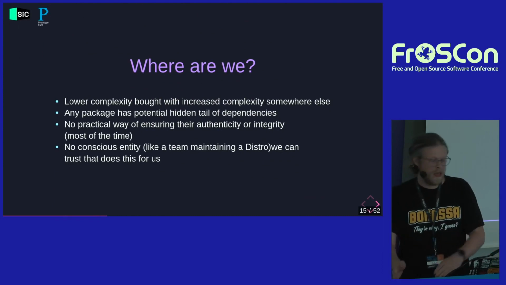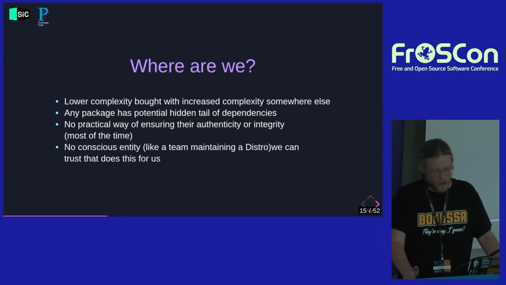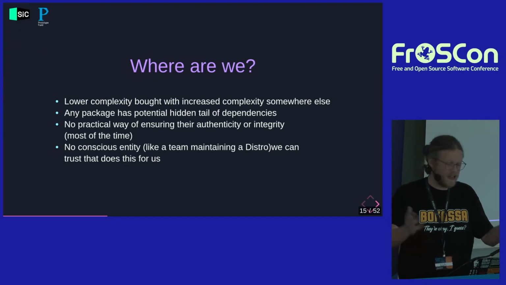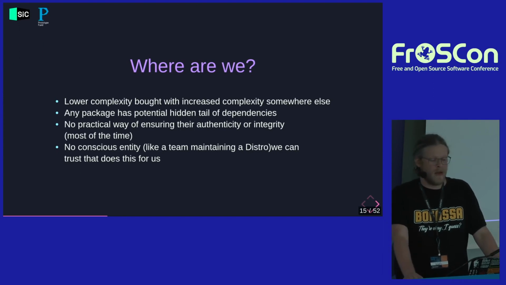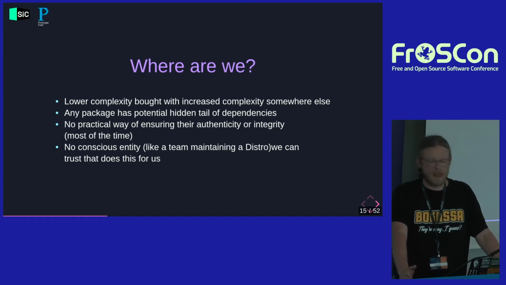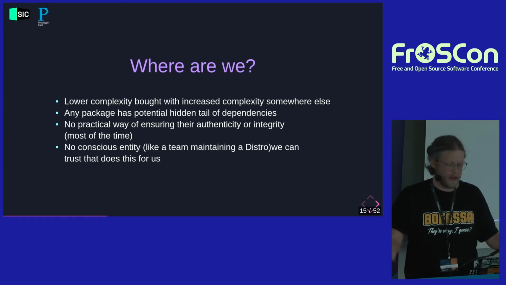Now packages can come from anywhere due to composability. There's easily a hidden tail of possible infinite dependencies. But we have no way to ensure authenticity or integrity ourselves, at least not a widespread one. And we have no conscious entity like maintainers that we can trust to do this for us, at least not for the amount of software that is out there.